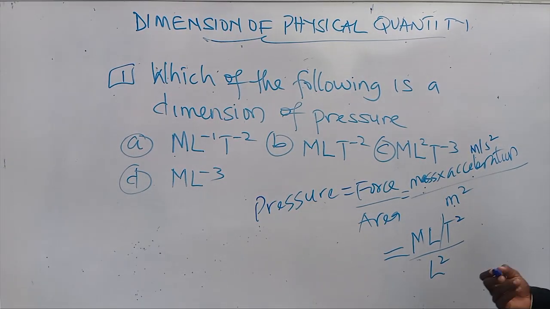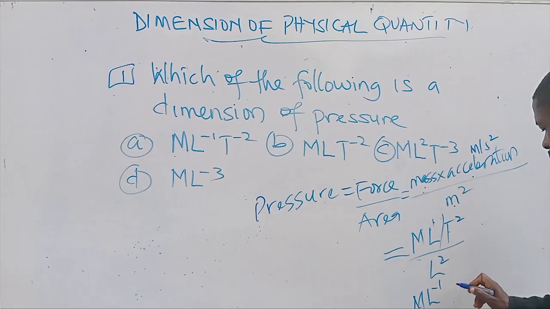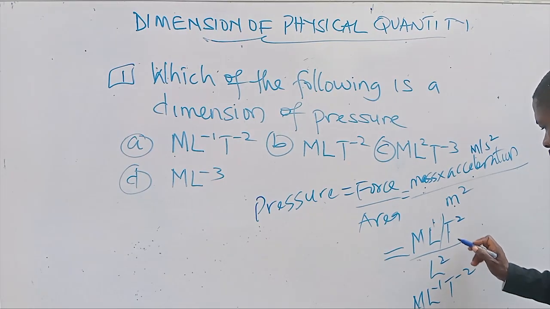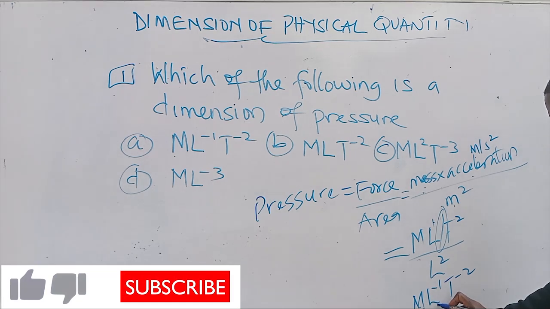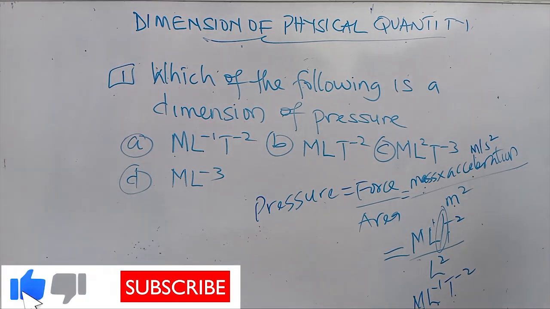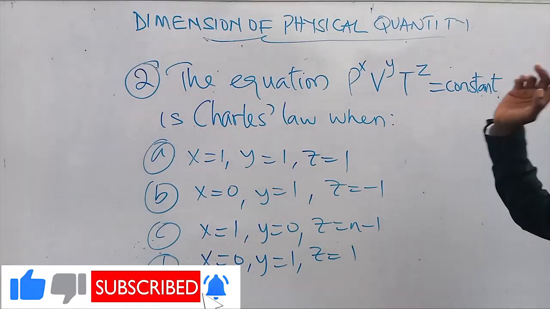Then apply the law of indices. This is power 1, and that will be M. This is 1 minus 2, that will be minus 1. Then this is T minus 2. If you remove these powers, that will be M, L minus 1, T minus 2. Which one is that option? That's option A.